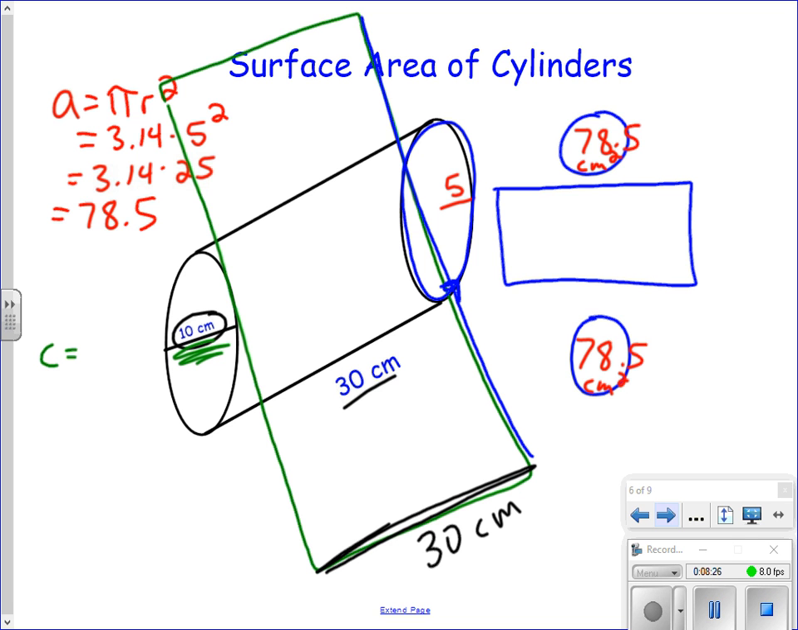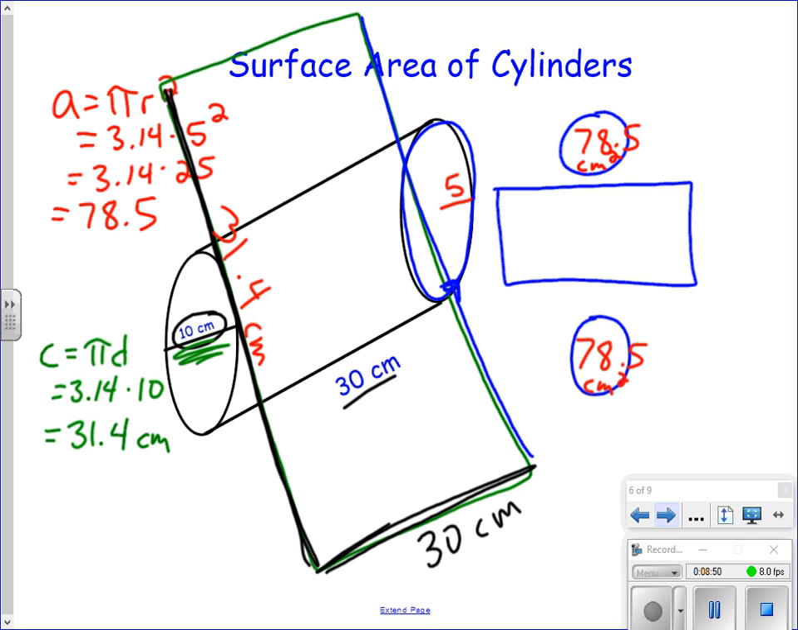So C equals pi d, 3.14 times the diameter of 10, which just moves the decimal over 1 place, is 31.4 centimeters. Again, that's going to be this distance right here, 31.4 centimeters. It's a rectangle, so it's length times width. That's 31.4 times 30, because that's the width. So let's do that in our calculator. 31.4 times 30. 942 centimeters squared.